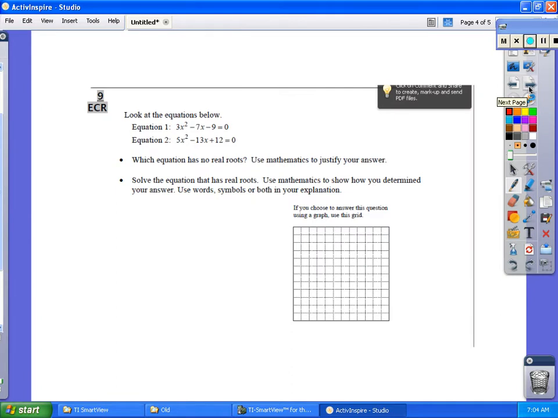Number 9. Look at the equation below, which equation has no real roots? So real roots, remember, are the solutions to these. Now, if you graph it and it doesn't hit the x-axis, that's how you know it has no real roots. But since I don't really want to go through and graph each of them, I'm going to remember that in the quadratic formula, the b squared minus 4ac is the discriminant. And if this number is negative, that means the quadratic is not going to have any real roots.